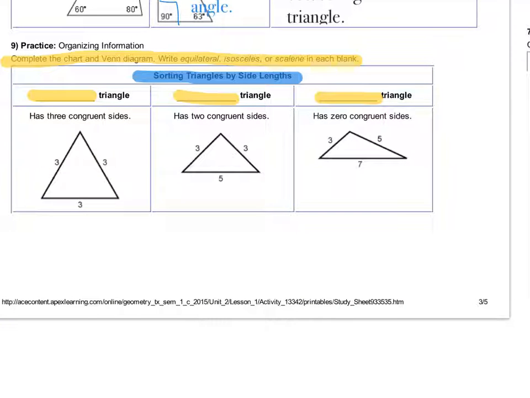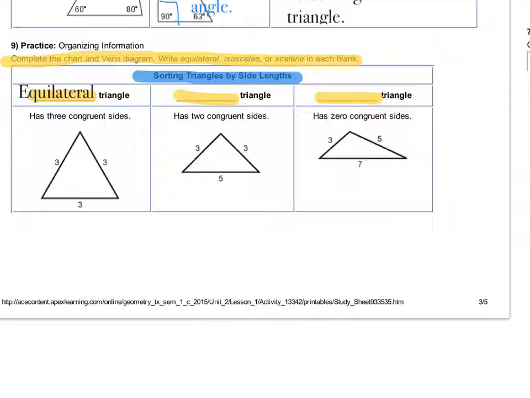Okay, when we sort triangles by the side lengths, there's three names for it. You got your equilateral, isosceles, and scalene. And they actually go in that order. So I'm going to write one down. So your equilateral triangle is called equilateral because of that word equal that's inside of it. All three sides are going to be equal.